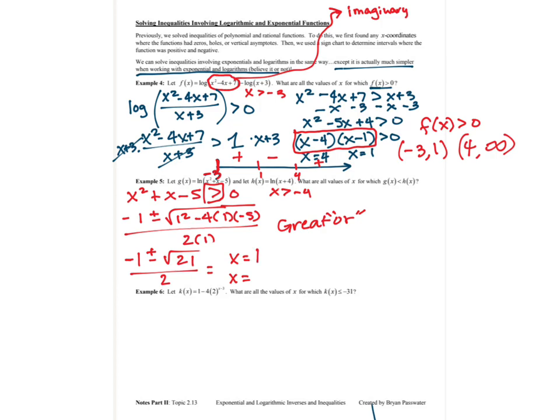1.79. Okay. And then negative 1 minus square root 21 over 2. If either one of these didn't fall into this category, we would throw it out. Both of them fit in that situation. Can you see that? Both of them fit as greater than negative 4.